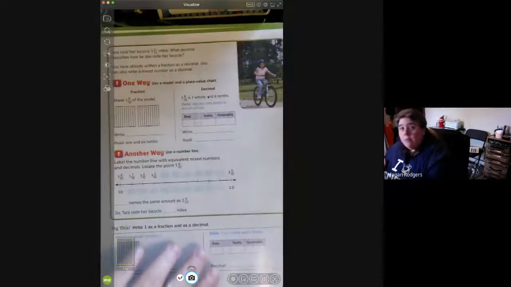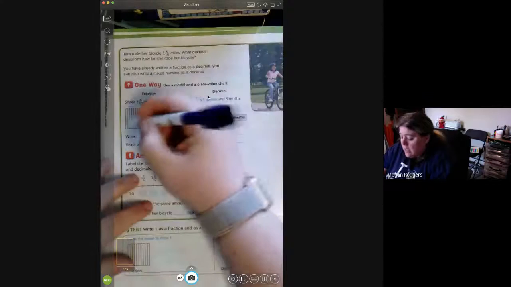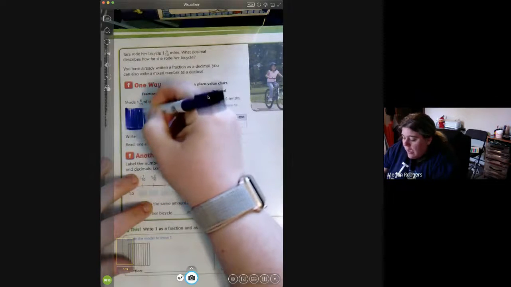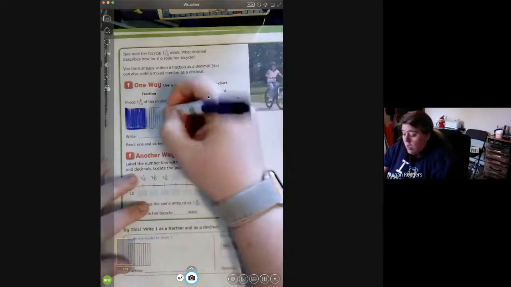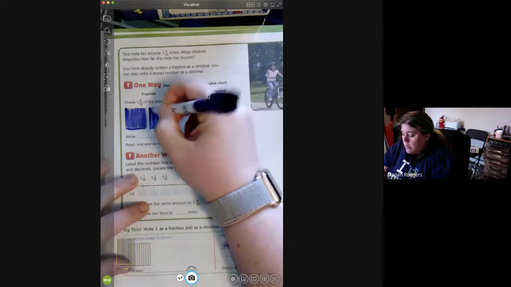All right, so now we have a little girl riding her bike. Tara rode her bicycle 1 6/10 miles. What decimal describes how far she rode her bicycle? You have already written a fraction as a decimal. You can also write a mixed number as a decimal. So again, shading in the model, if I have 1 6/10, the whole one implies that this entire box, I have all of those plus 6 of these. 3, 4, 5, 6.